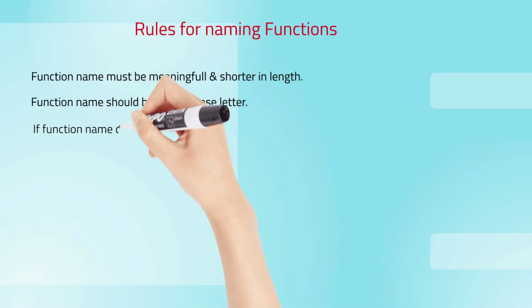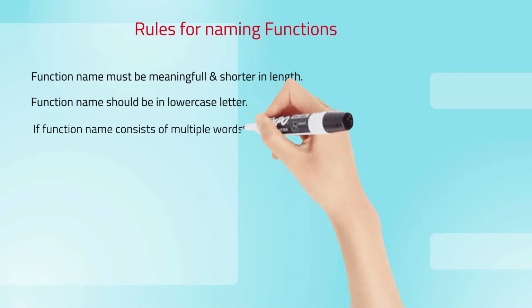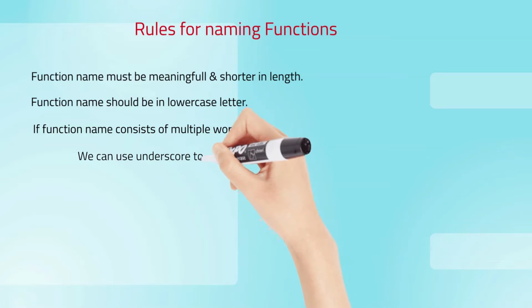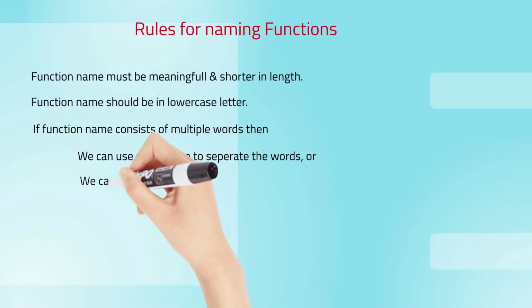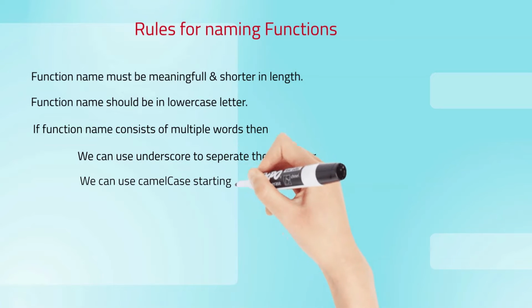If we need to have a function name consisting of multiple words, then we can follow two approaches. Firstly, we can use underscore to separate the words. Secondly, we can use camel case starting with the second word.